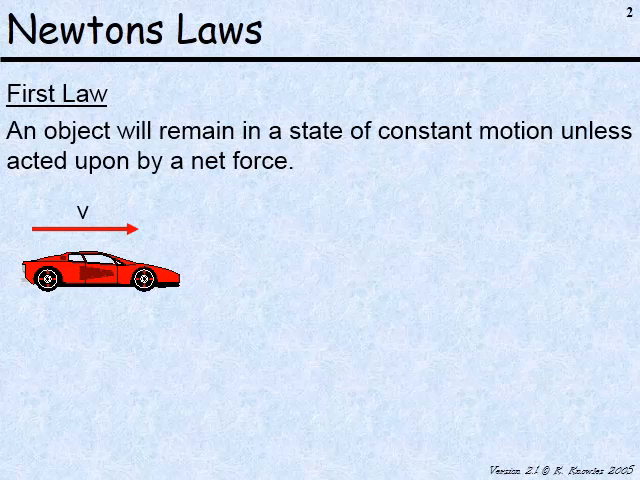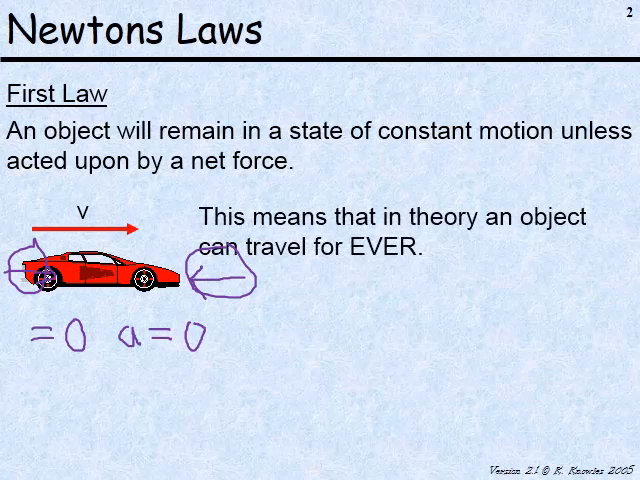So what that says is that an object will remain in a state of constant motion unless acted on by a net force. Now when I say a net force, we have this vehicle here and we have, say, a friction force acting on it and a thrust force acting on it, and the sum of these two forces, if they equal zero, then acceleration is equal to zero. Okay, so this means that in theory an object can travel forever at constant velocity.